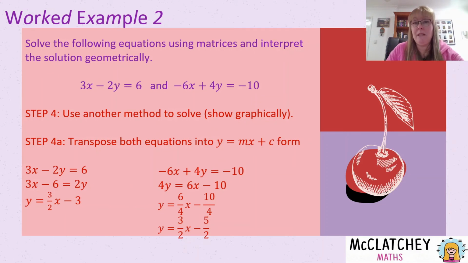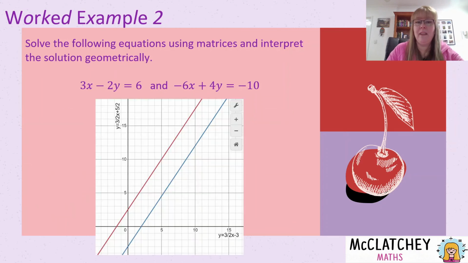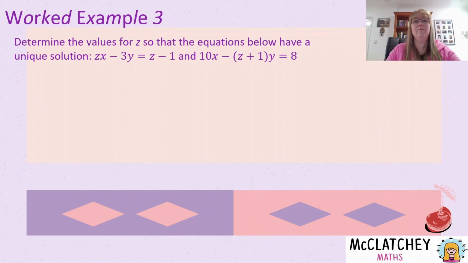So we've now demonstrated that they've got the same gradient, so therefore they are going to have no unique solution. They are parallel lines, and it would look like this if we graphed it. So, worked example 2.